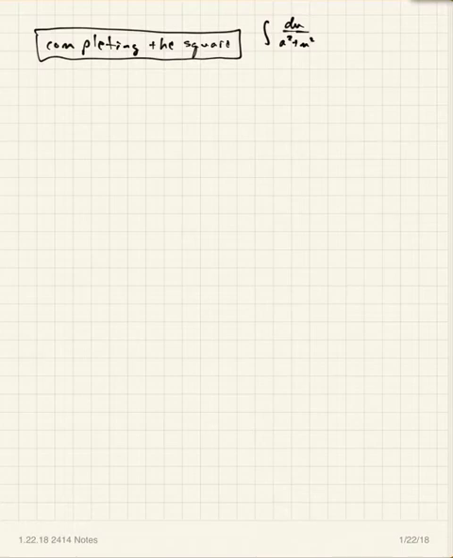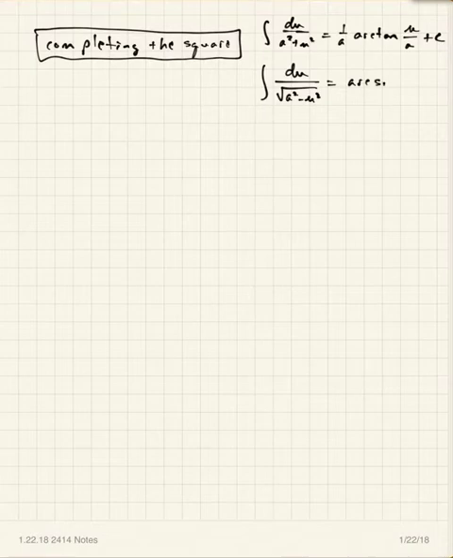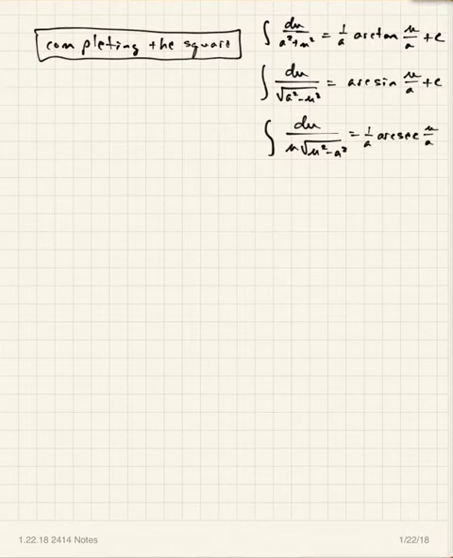So, remember the forms are du over a squared plus u squared, which is 1 over a arctangent of u over a plus c. And then you have du over the square root of a squared minus u squared, which is just arcsine of u over a plus c. And then finally du over u times the square root of u squared minus a squared, which is 1 over a arcsecant of u over a and then plus c.